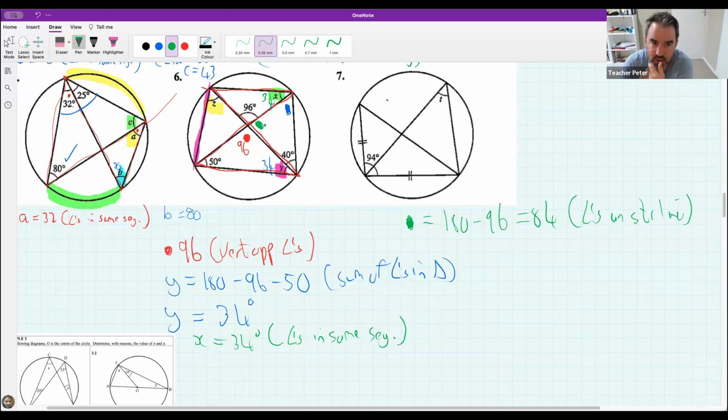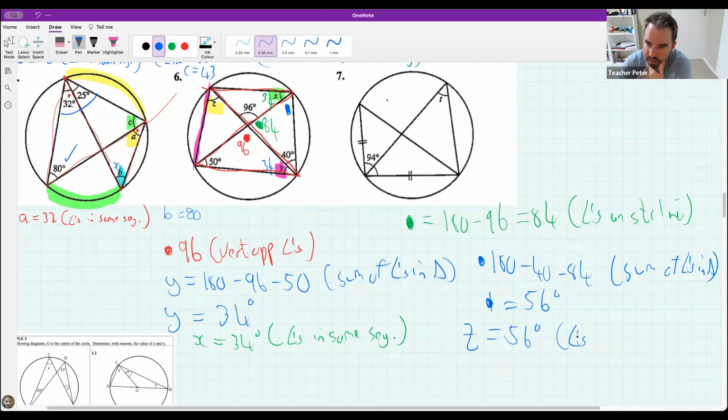Then, if I know that this is 84, I can work out what the blue dot is, because I'm going to go 180 minus 40 minus 84, and that is the sum of angles in a triangle. So what is that going to be? 124, so that's going to be 56. But now I know that Z must be 56 degrees, and that is angles in the same segment. That was a bit of a toughie.